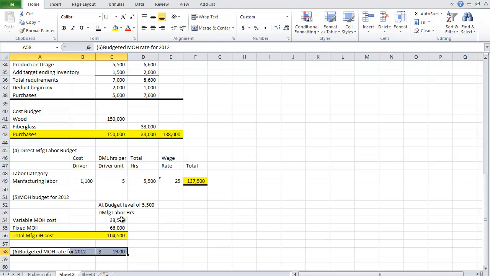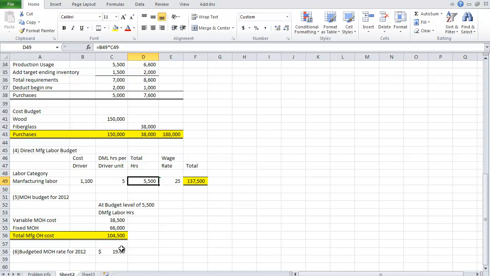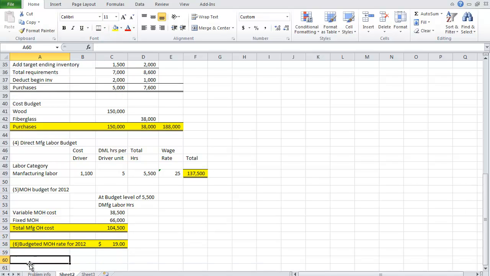To recap, step 5, variable manufacturing overhead. Labor is the driver. We have 5,500 hours. We multiply it by the problem information, which was $7 per direct labor hour, and that's how we record that. Hopefully I have clarified my confusion here. That clarifies step 5 and takes care of step 6. So we'll move on to step 7.